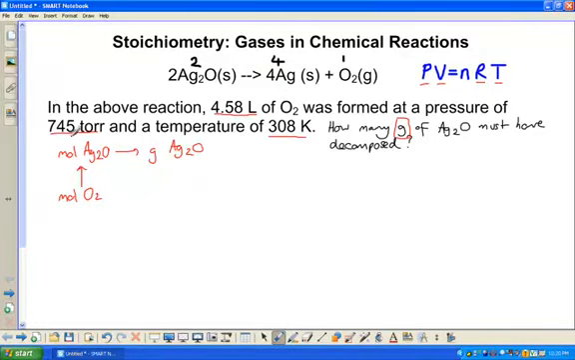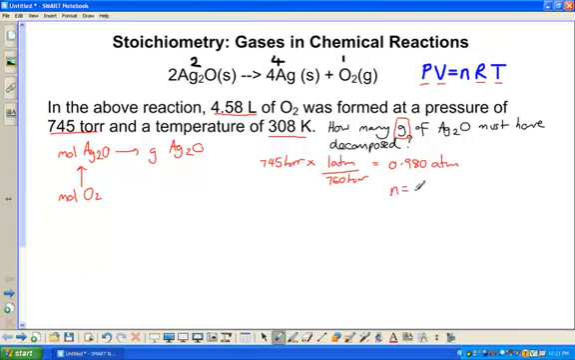Are there any unit conversions we have to do before we do anything else? Yes, we have to convert our pressure into atmospheres. We know that 745 torr, if we wanted to write that in atmospheres, we just have to remember that we have 760 torr in 1 atmosphere. And that gives us 0.980 atmospheres.